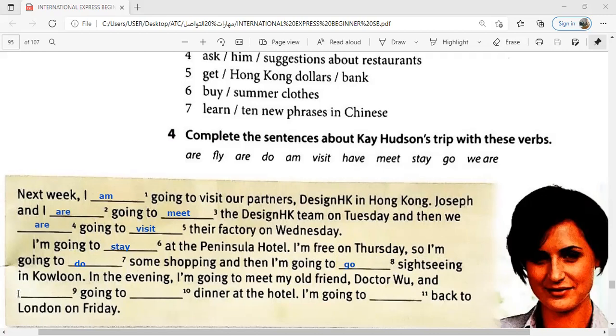And we are going to have. Yes. We are going to have dinner at the hotel. I'm going to fly. Yes, this is the one that was left with us. I'm going to fly back to London. Okay. So here, this is the idea.